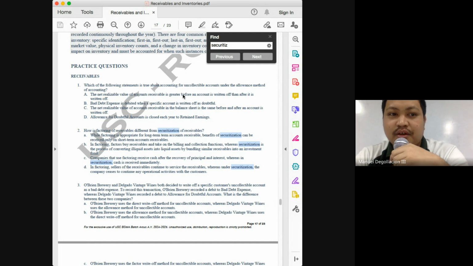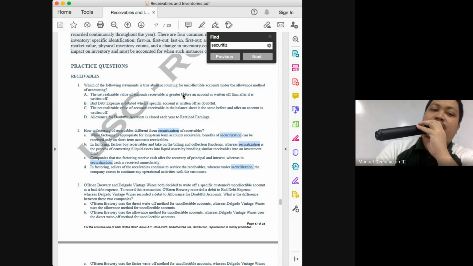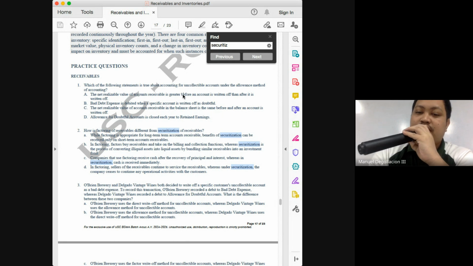Where were we? Okay, so bad debt expense would be debited only when you recognize additional provisions to your doubtful accounts. So if you increase your allowance, your entry would be debit, bad debt expense, and credit your ADA. That is if we are using the allowance method.